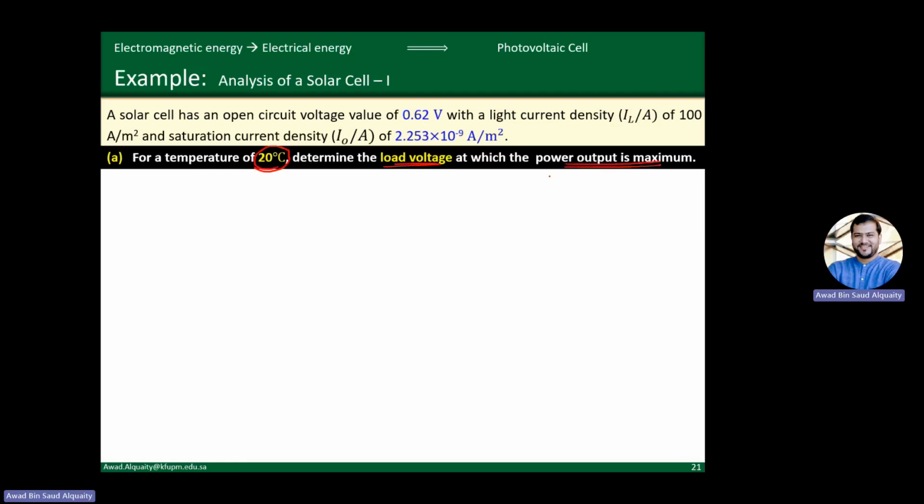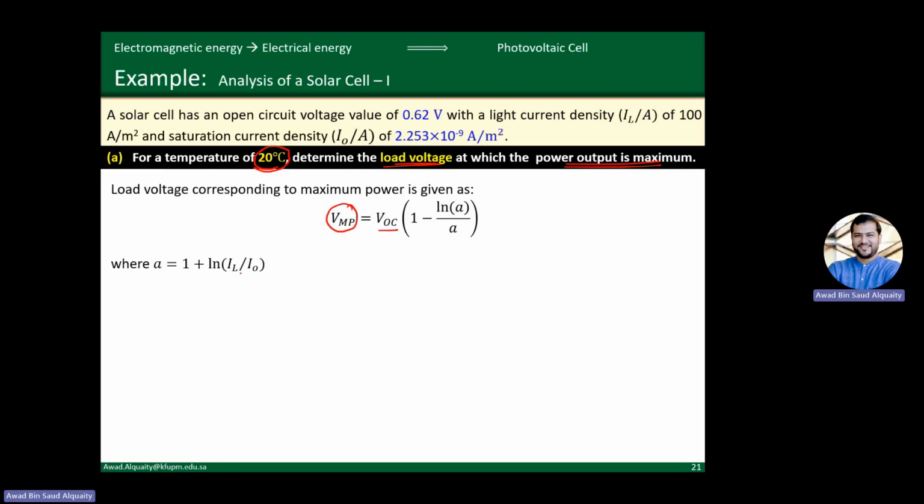Okay, so all we need to do is to find out VMP, right? And we have a formula for VMP. The formula for VMP in terms of open circuit voltage is given as shown here, and in this formula, A is defined as 1 plus ln IL by I naught. Now, in the question, we have the light current density, the saturation current density given to us, right? So we can calculate A. And once you have A, along with the value of open circuit voltage that is already provided, we can go ahead and calculate VMP. So it's simply a matter of substituting it, right?